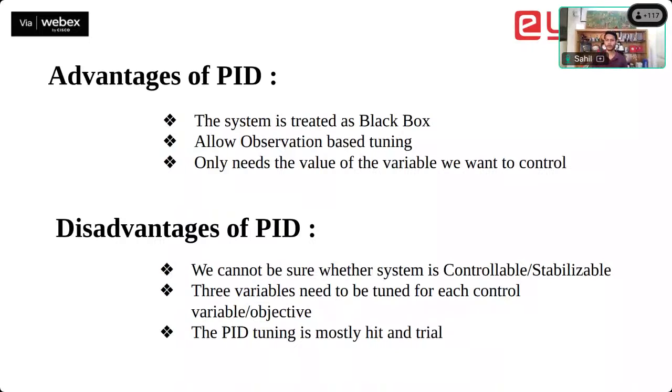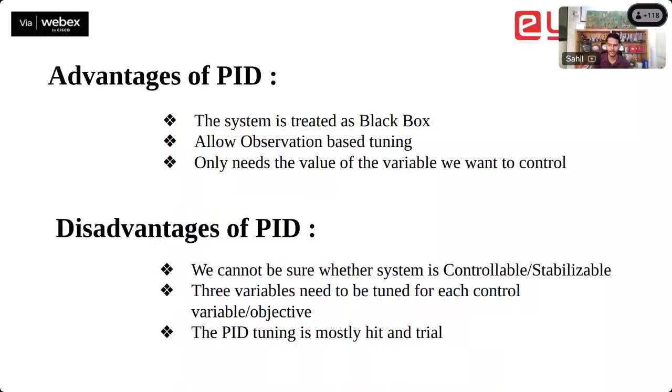So we were talking about the advantages of PID. PID is the one which we can easily tune or easily use, and it is basically observation based tuning. You can see the changes physically and tune it according to that. Then you can use it. It needs the value of the variable that we want to control.